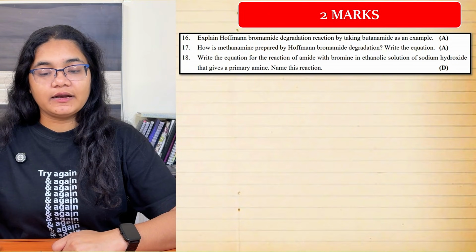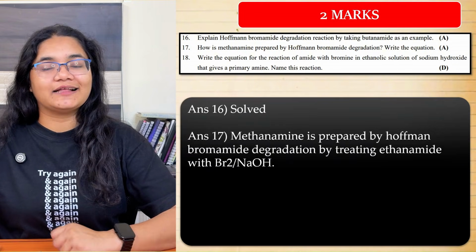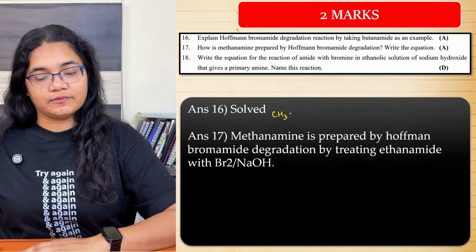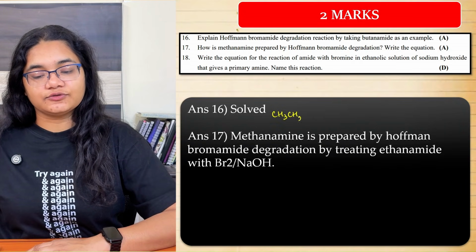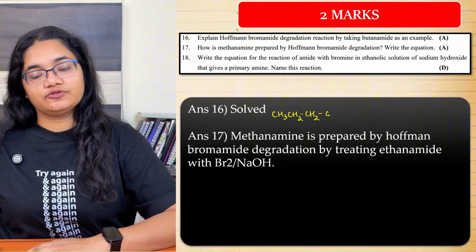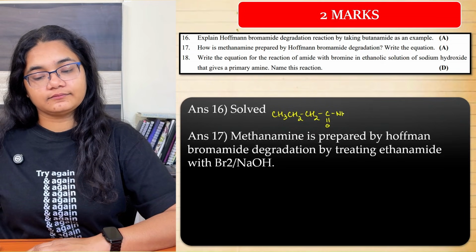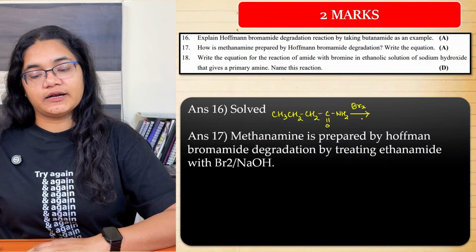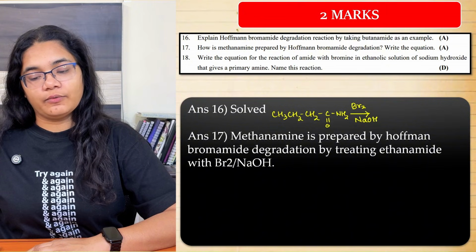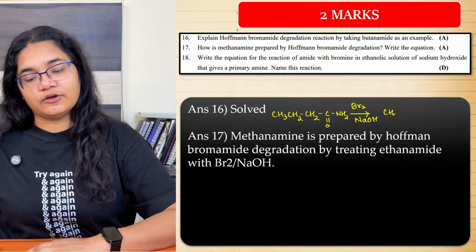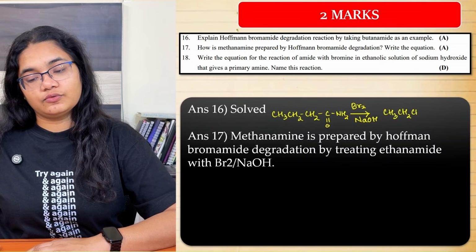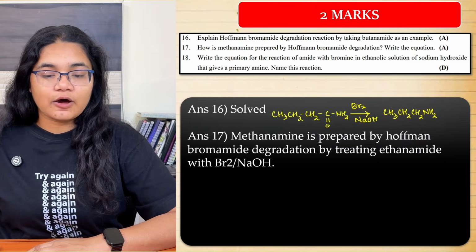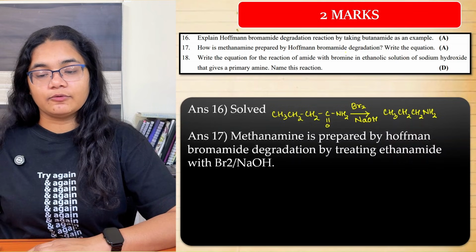Explain Hoffmann bromamide degradation by taking butanamide as an example. This we have already discussed. I'll just show you the reaction here, because we have taken a general reaction. So CH3CH2CH2CONH2, and if you treat this one with Hoffmann bromamide degradation, that is Br2 with NaOH, this CO group will be removed and you will get CH3CH2CH2NH2, right? That is your propanamine.